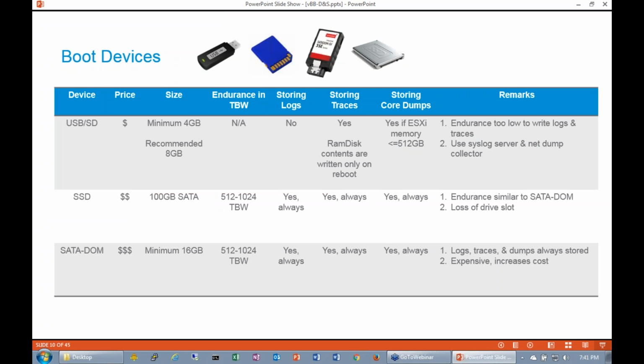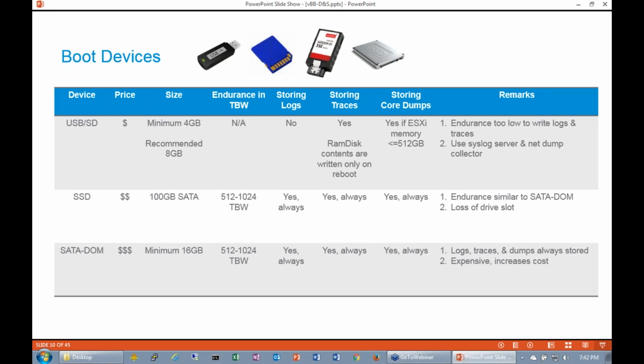You notice here I've got a couple different ones listed, USB, SD card, SSDs, or SATA DOMs. I'm not going to go deep into each of these other than to say it's pretty obvious which ones you're probably going to want to use. You're probably going to want to use a native SSD drive, or you're going to want to use a SATA DOM in most cases, especially if you've got, let's say, hosts with more than 512 gigs of RAM, right?